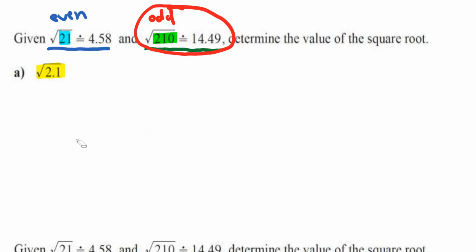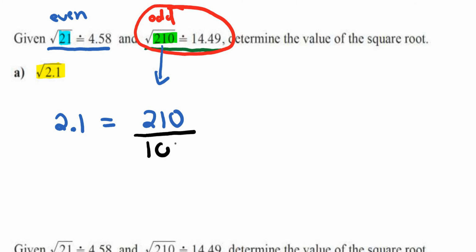So that's step number one. We've established which square root we want to use to help us out, and we're going to use the square root of 210 in this case. Now think about 2.1. You want to write that as a fraction so that you get 210. If you go from 2.1 to 210, you have to divide 210 by 100 to get back. So 2.1 is the same thing as 210 divided by 100.